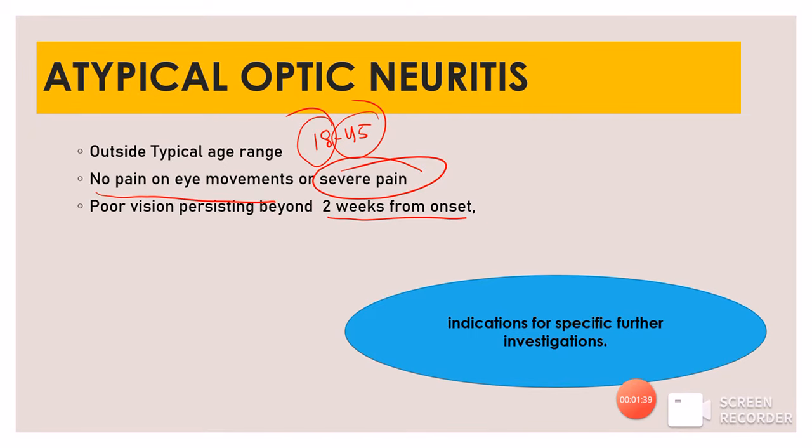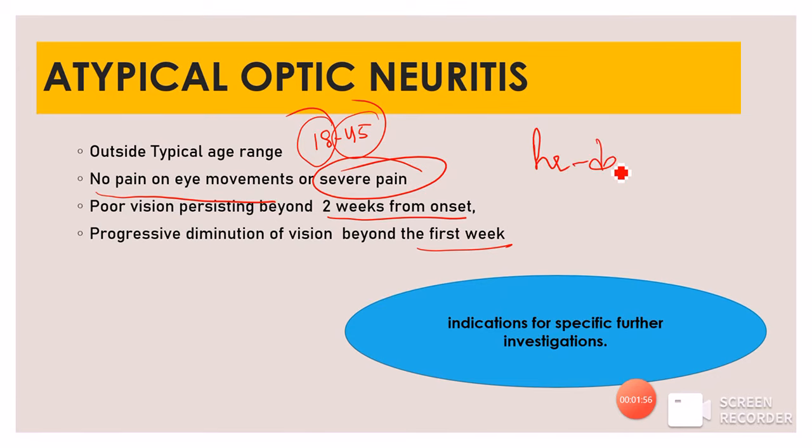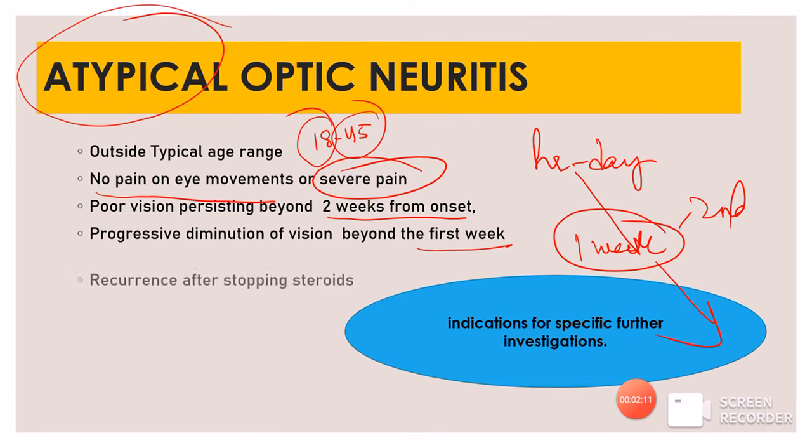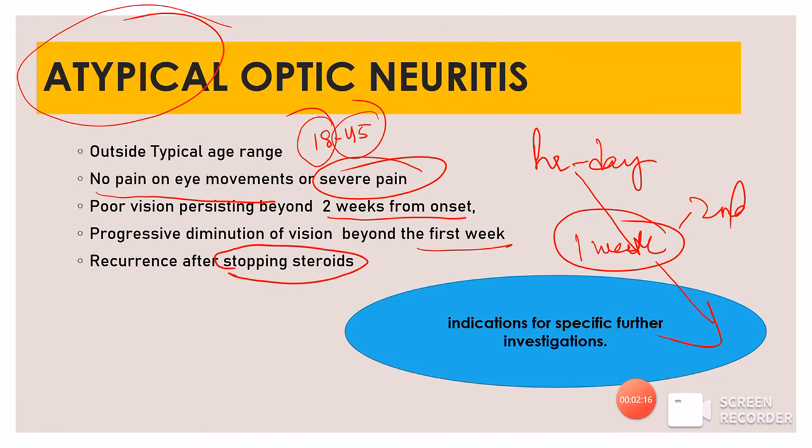So in a case of typical optic neuritis, we saw that the vision was actually starting to improve beyond the second week. There will be progressive diminution of vision beyond the first week. Now, what did I tell you in optic neuritis? A typical variety was that within hours to days, the vision is going to drop, and within 1 week it will be the worst, and then starts improving from the second week onwards. Now, if there is a further drop after 1 week, then you should think that maybe this is an atypical optic neuritis. And such patients, if you give steroids and if you don't give steroids, are going to become worse. And if you give steroids and then you stop giving steroids, there might be recurrence, right?